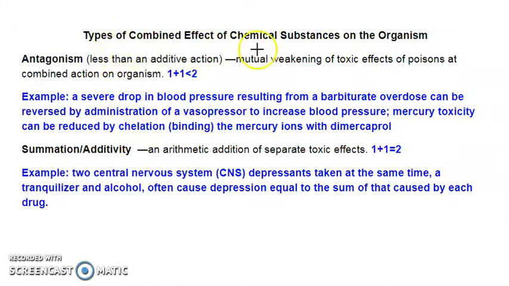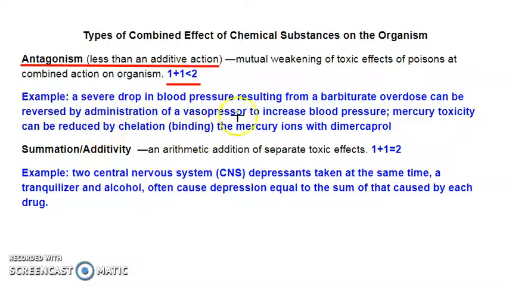Types of combined effect of chemical substances on the organs. Let me explain all the given options here. What is antagonism? Antagonism is less than an additive action: mutual weakening of the toxic effect of poisoning. 1 + 1 less than 2.